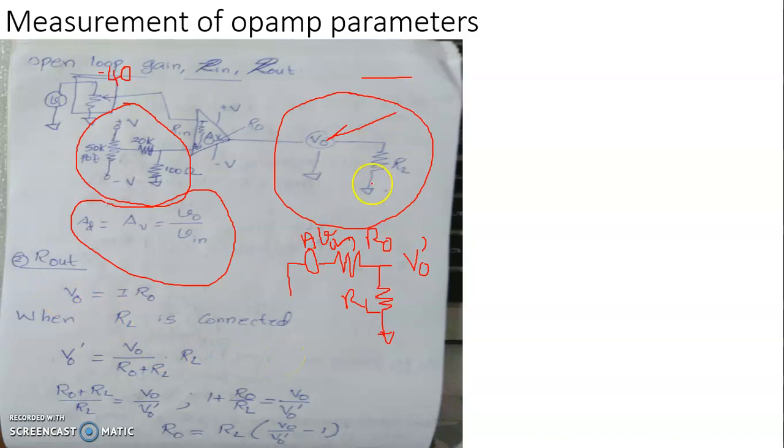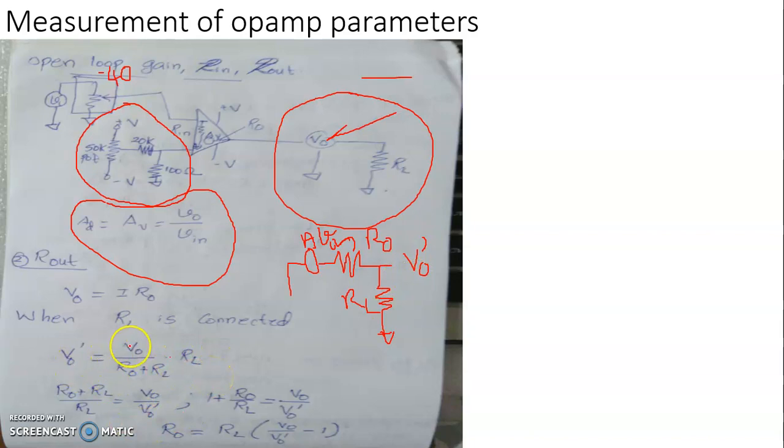So VO, in the absence of this load resistance, is I into RO, where I is the output current of the op-amp. When RL is connected, I'll have an output voltage labeled VO prime, which is equal to the fraction of this output voltage across this resistance RL in the RO-RL potential divider. That will be equal to net EMF VO divided by total resistance RO plus RL, into the value of resistance across which I am taking the output, that happens to be RL.